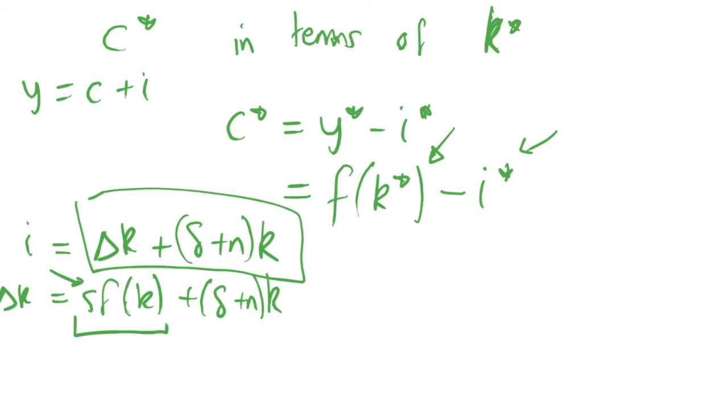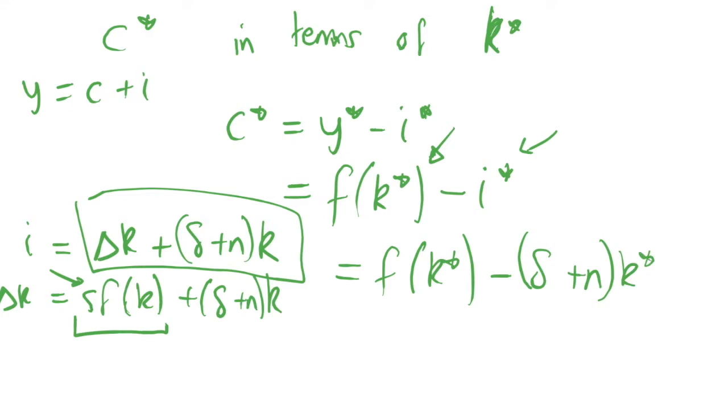So if we plug that in, we get that C star equals FK star minus this break-even level of capital, minus this change in capital. But it doesn't matter because this change in capital is equal to 0 because we're at steady state. So the capital is not changing. We're at steady state because we're evaluating at these stars. So we can get rid of this term.